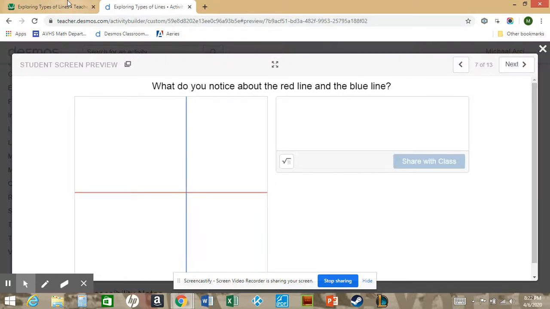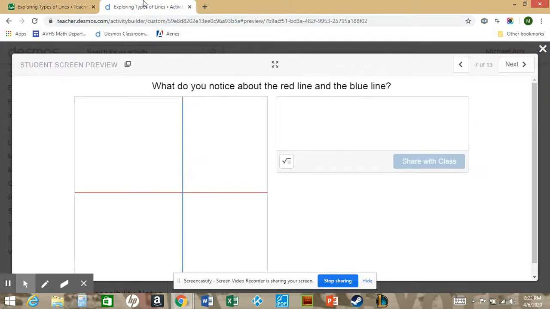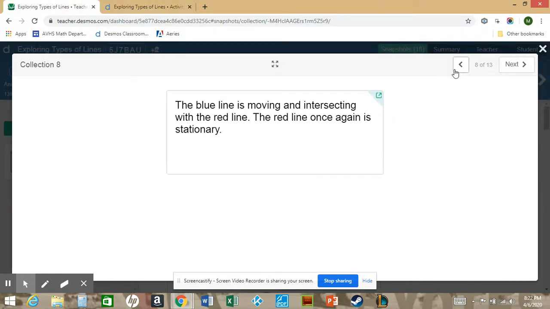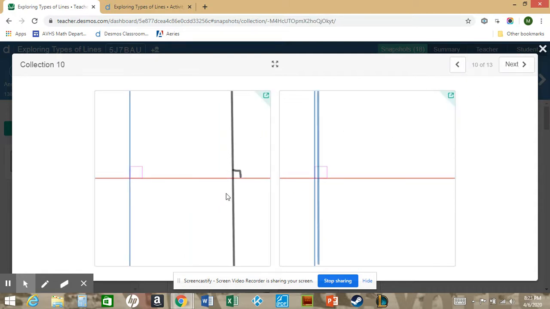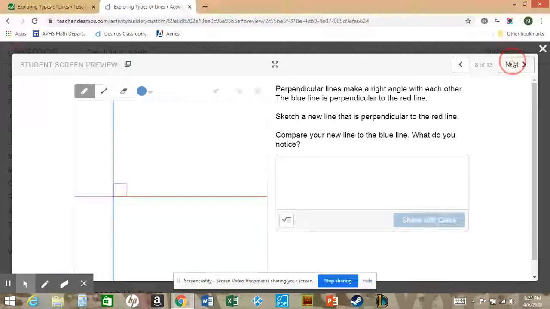What do you notice about the red and blue line here? Let's go back to some responses. The blue line is moving and intersecting with the red line. The red line, once again, is stationary. That is a great vocab word. Good job to whoever did that one. Perpendicular lines make a right angle with each other. The blue line is perpendicular to the red line. So we wanted you to draw a perpendicular line here. Is that perpendicular? No, it is not. Is the one on the left perpendicular? Yes, it is, and I like the little box. Over here, we had someone being goofy, putting a line right next to each other, but is that still perpendicular to the red? Yes, it is, and parallel to the blue.